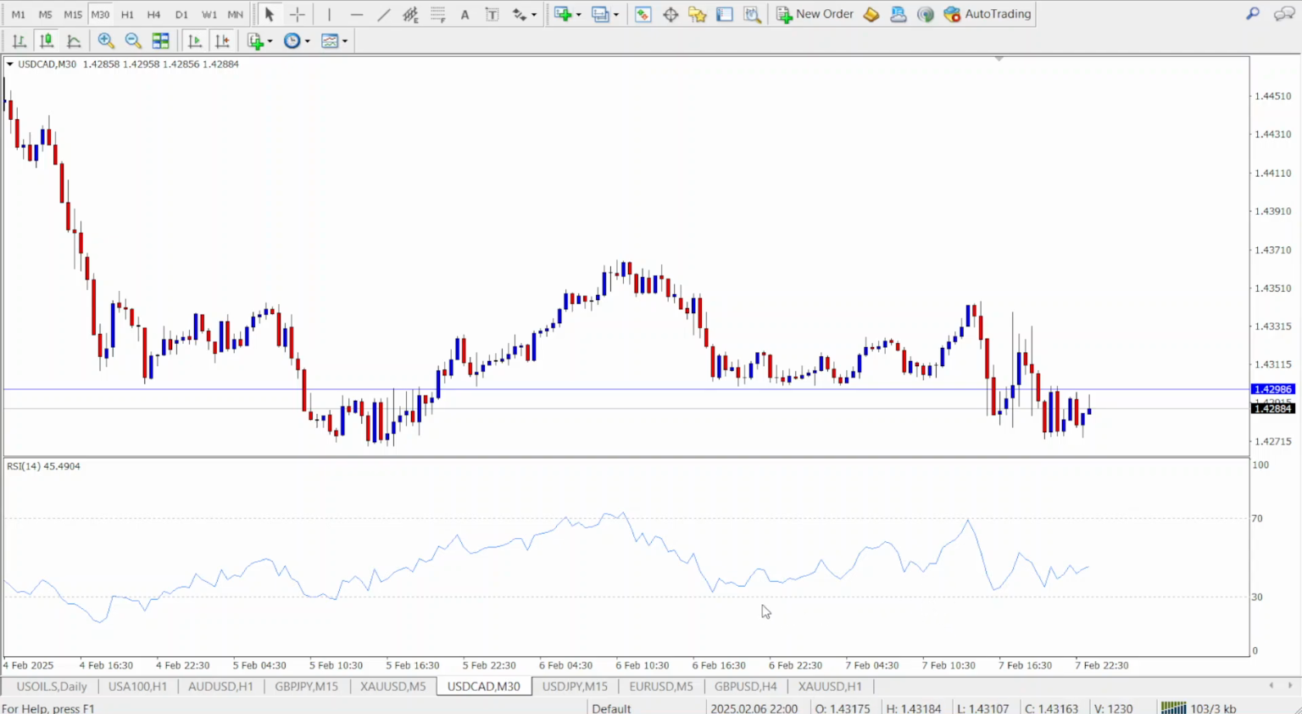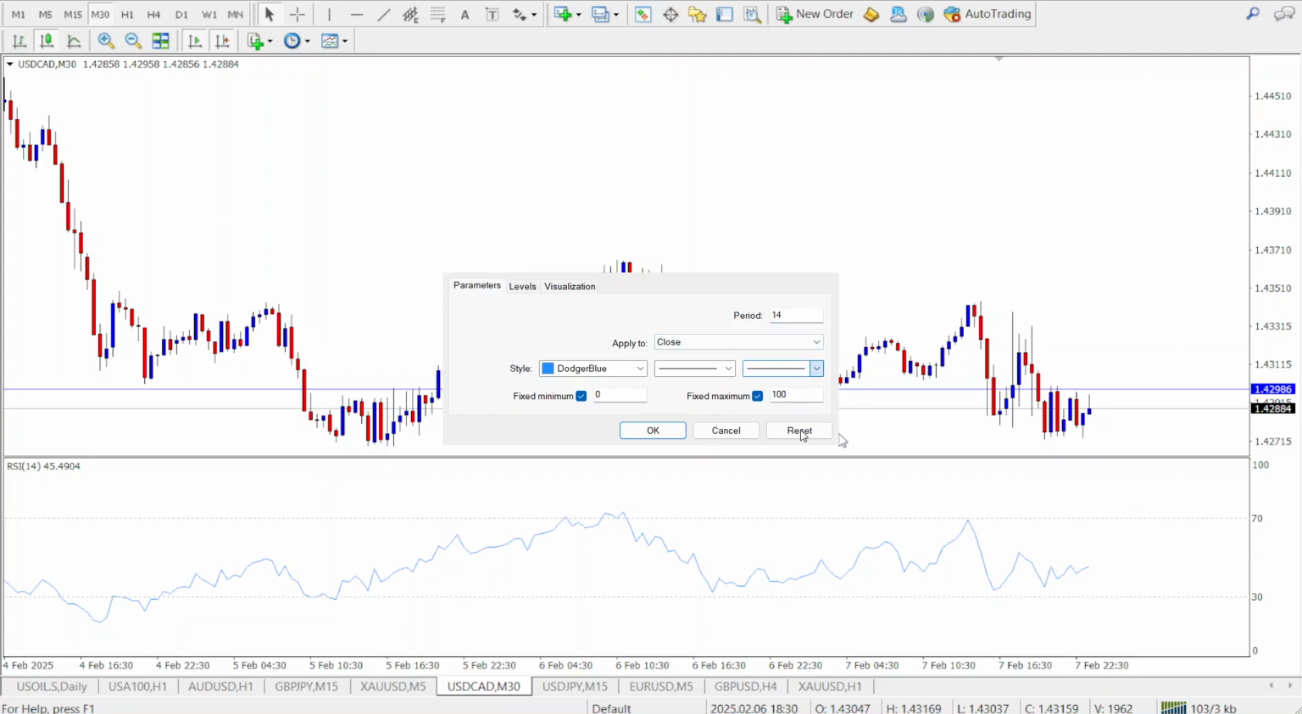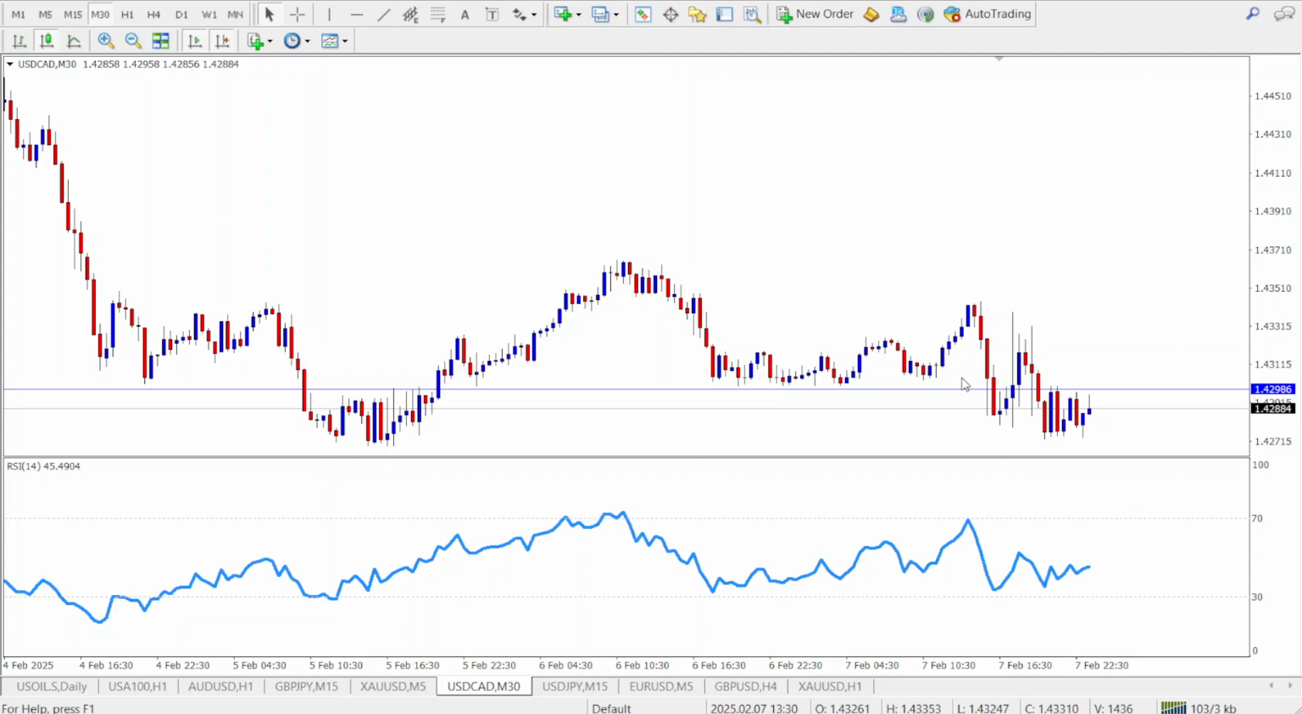Then for the oversold zone, when the RSI is below 30, it indicates that the market may be oversold and could bounce back up. Now, a quick tip: the RSI is not a standalone signal. Combining it with price action can improve your accuracy.